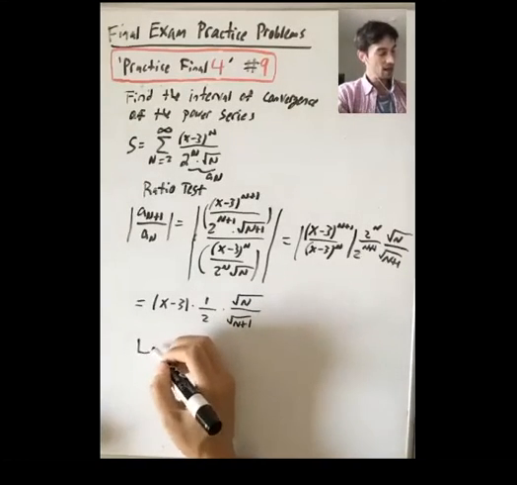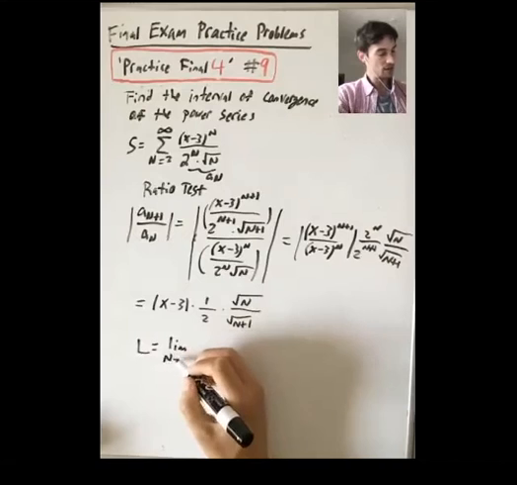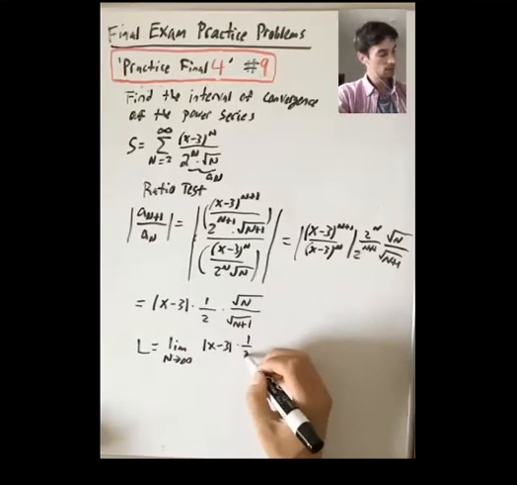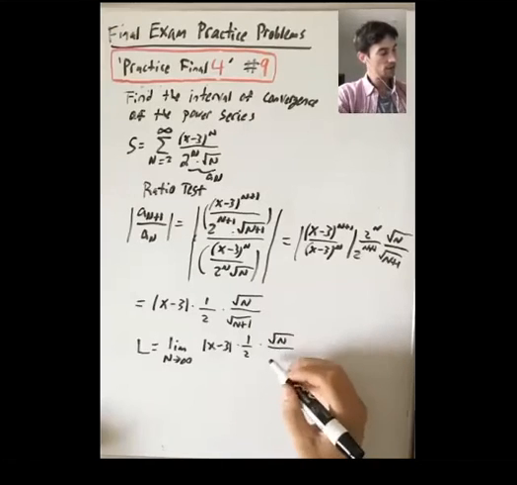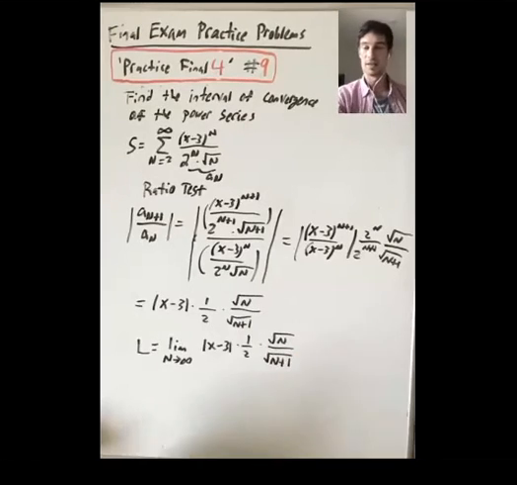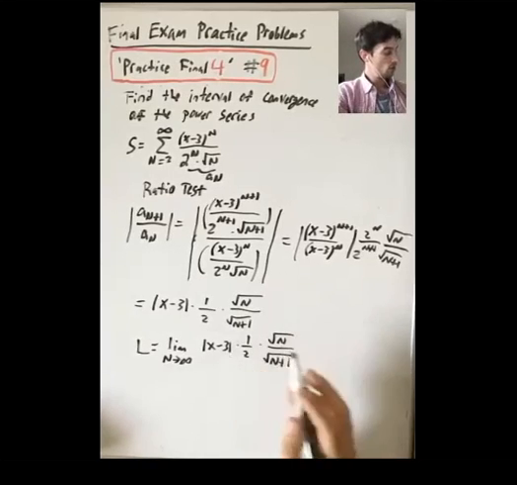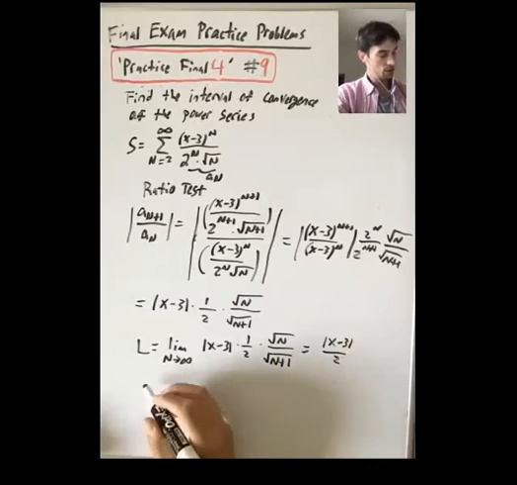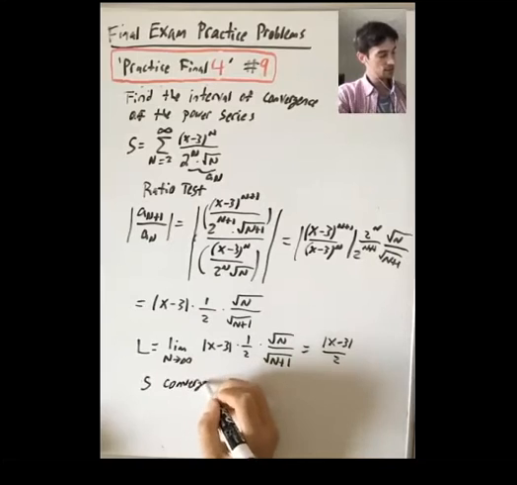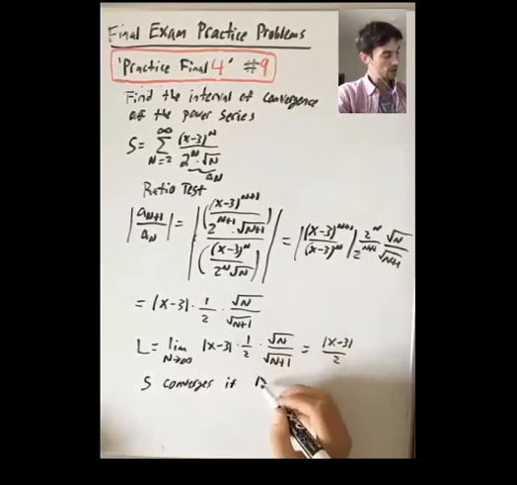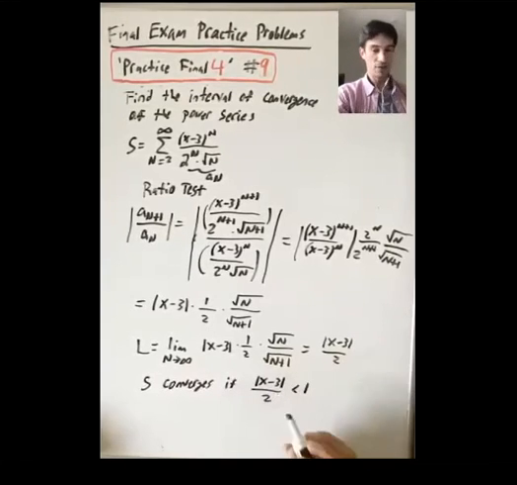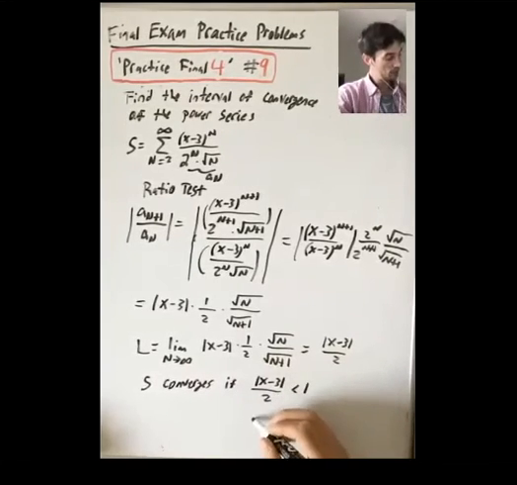If we take L to be the limit as n goes to infinity of this expression, we see that the square root of n over the square root of n plus 1 goes to 1. It's not hard to check. So this is just the absolute value of x minus 3 over 2. So the ratio test says that S converges if the absolute value of x minus 3 over 2 is less than 1. And it diverges if this absolute value is bigger than 1.